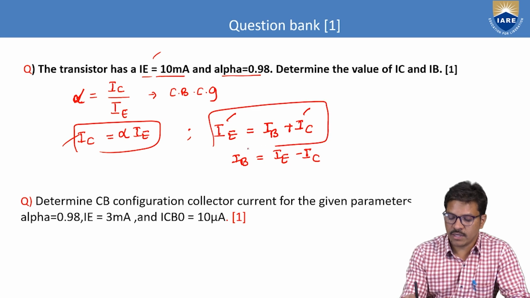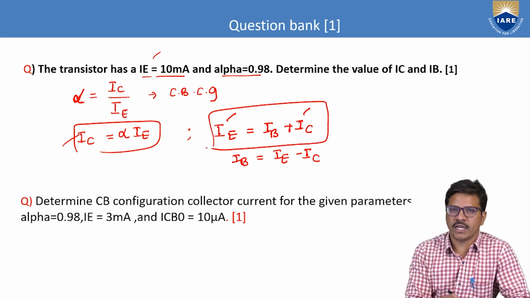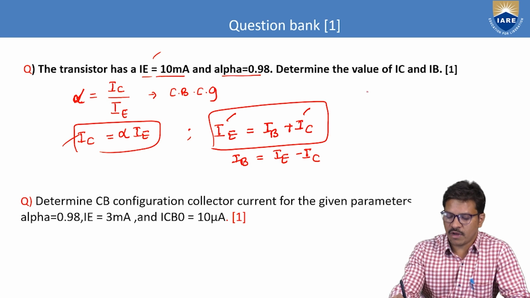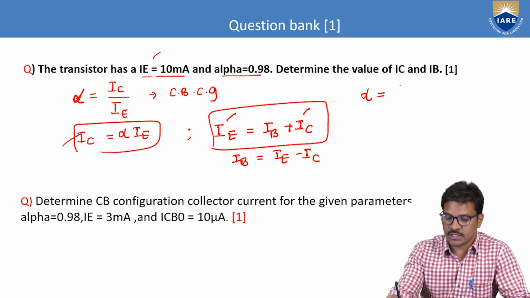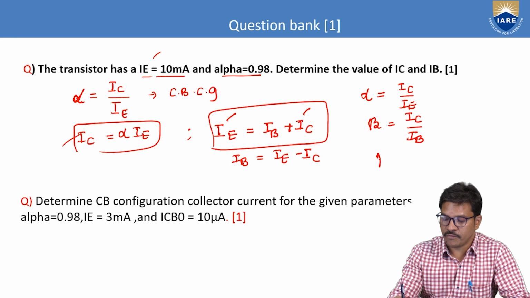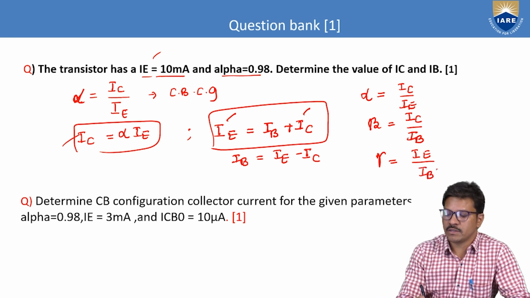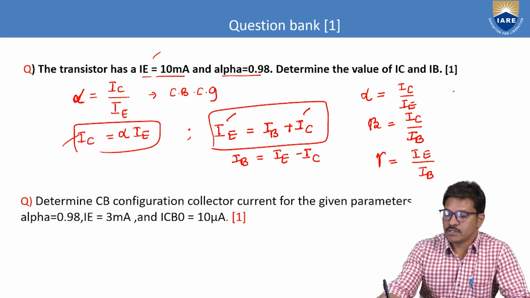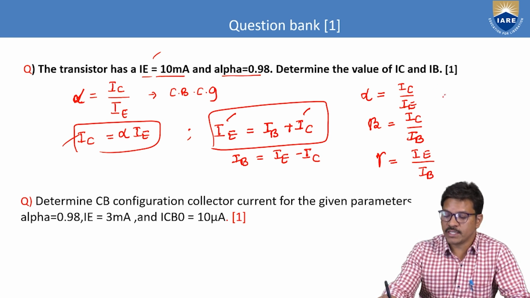This is the basic relation among the three currents, and there are different relationships between alpha, beta, gamma. For this kind of problem, we use these relations. Common emitter current gain beta is IC by IB, in the common emitter configuration, and gamma is equal to IE by IB. So these are the relations, and there are also problems related to the relation between alpha, beta, gamma.